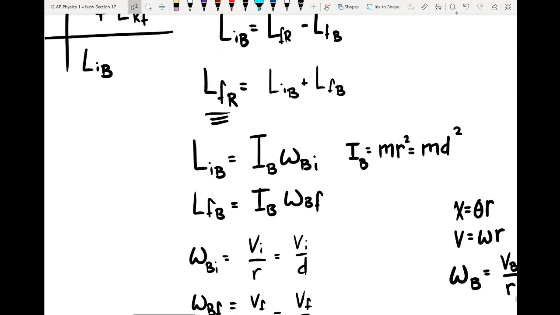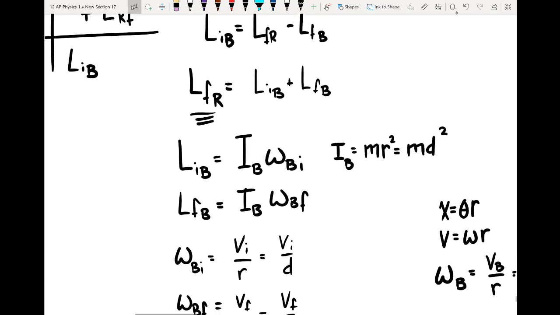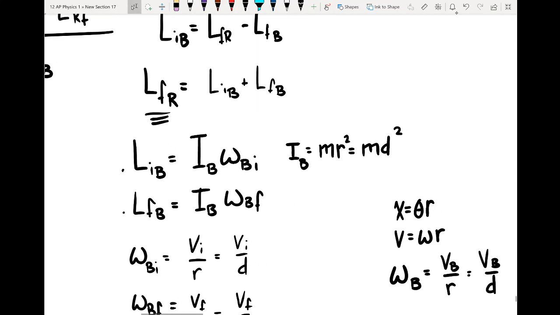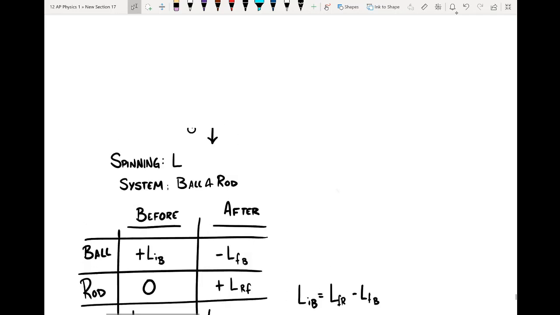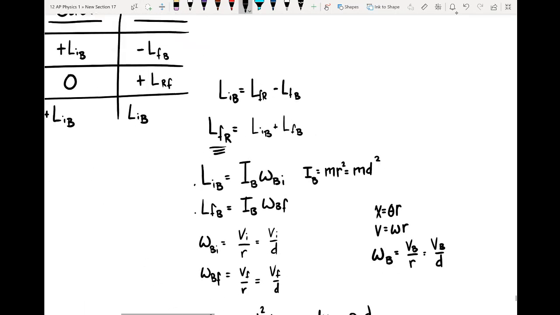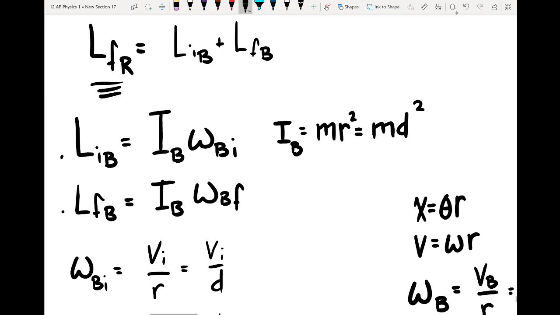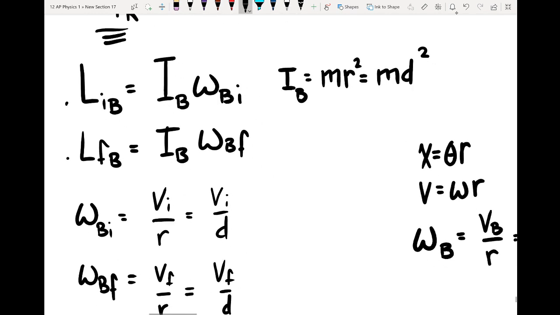Now this is where the tricky part comes in. We know that angular momentum is rotational inertia times angular velocity. So the initial angular momentum is the rotational inertia for the ball times its initial angular velocity, and same thing for the final situation. For a point mass with no shape to it, the rotational inertia is just mr squared. In this case, the radius, the distance from the pivot point, is just d, the length of the rod. So the ball has rotational inertia of md squared. Now we just need to figure out the angular velocity, omega.